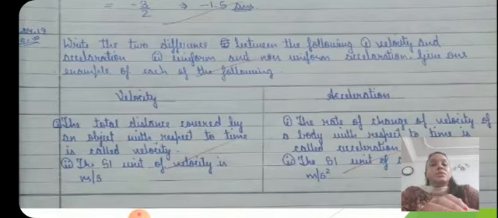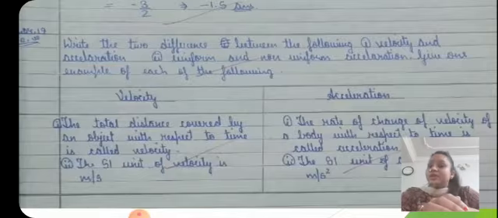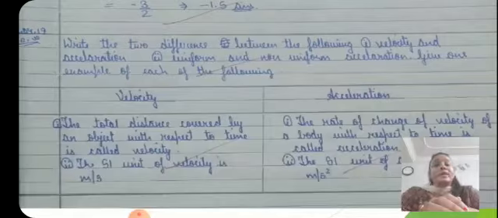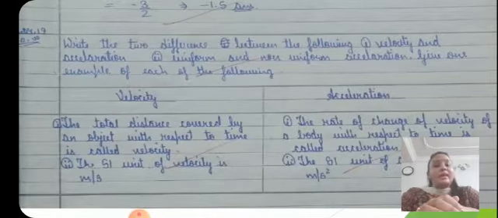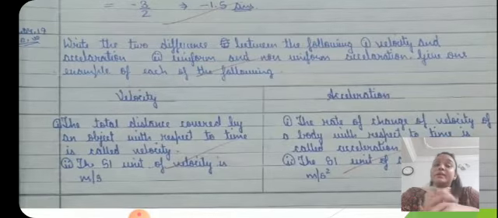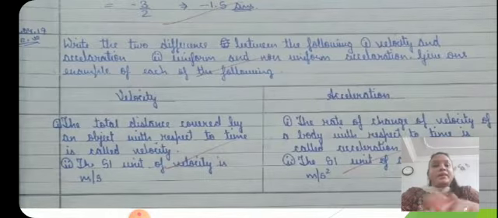terms. So the total distance covered by an object with respect to time is known as velocity. Is it clear? But on the other hand, the rate of change of velocity with respect to time is known as acceleration. Okay. The second difference is that the SI unit of velocity is meter per second and the SI unit of acceleration is meter per second square. Already we have discussed these things in the first video. So you can write the difference between velocity and acceleration.